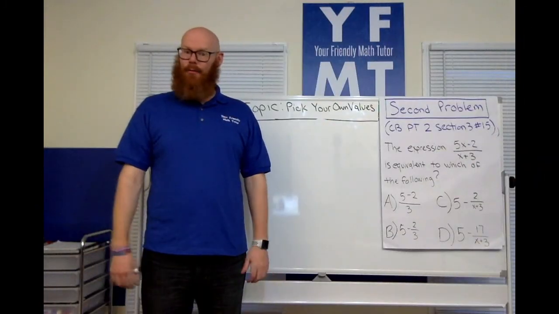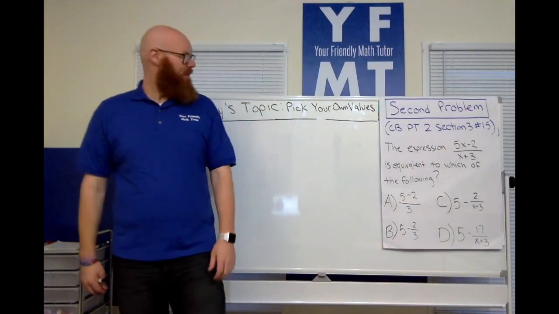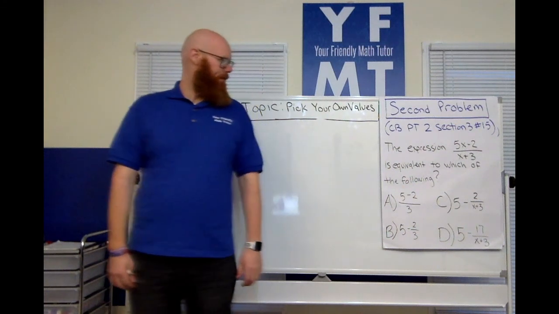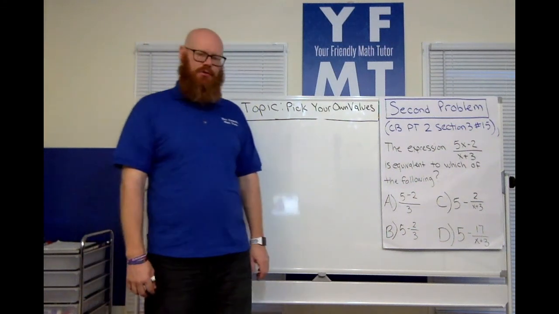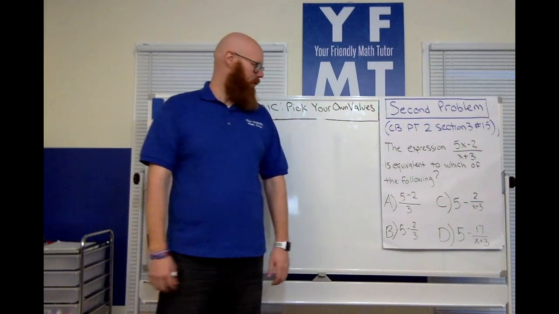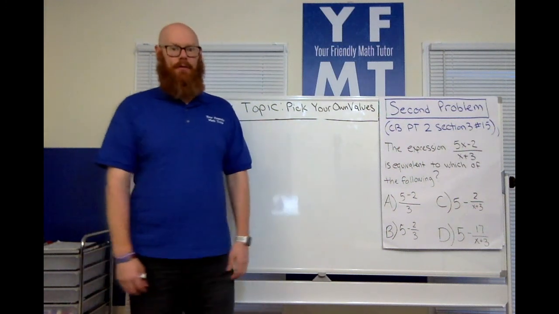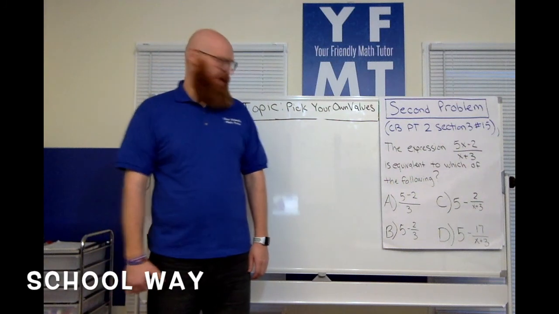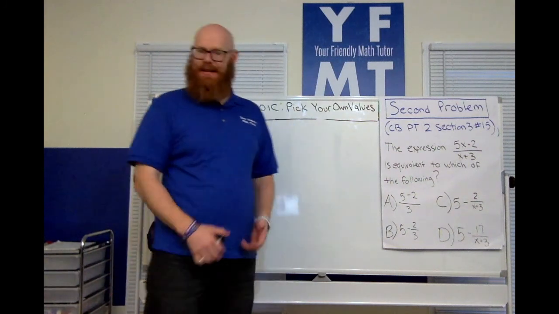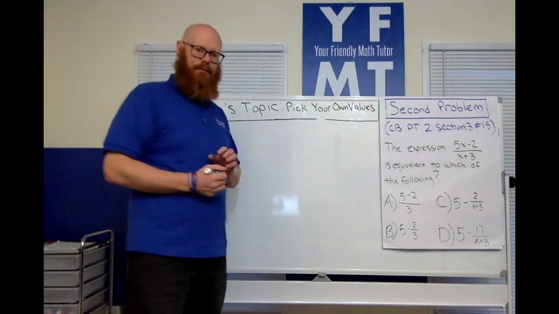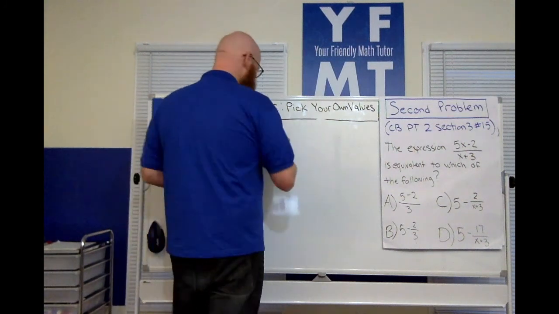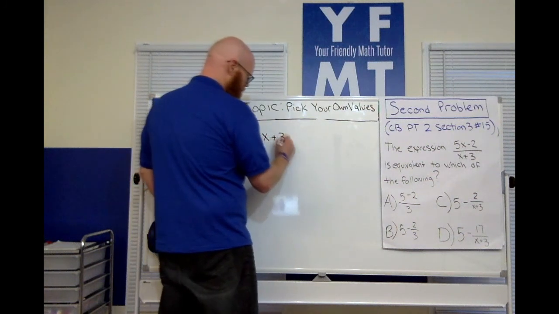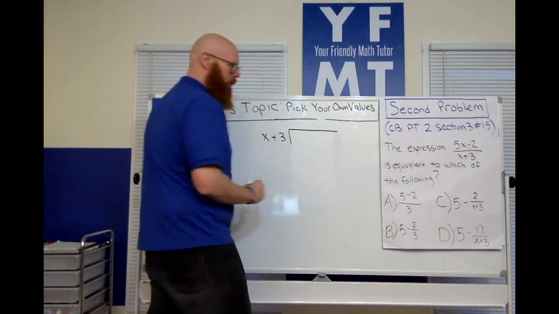All right, now we're moving on to the second problem. This one is College Board Practice Test 2, Section 3, number 15. It says the expression 5x minus 2 over x plus 3 is equivalent to which of the following? So here we've got our equivalent expression. Let's take a look at the school way, which actually isn't really that time-consuming. And what we can do is, if we're actually dividing these, we can do some long division.